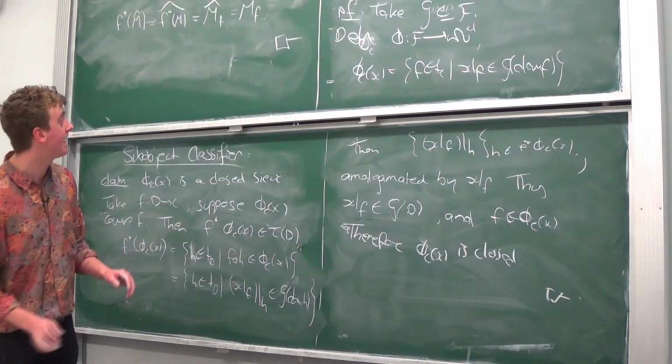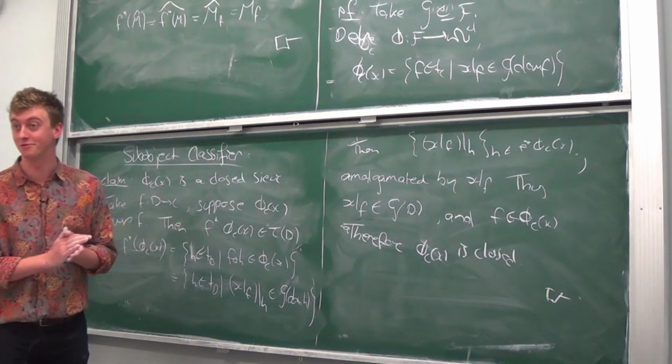So it's shown then that the category of sheaves also forms a topos.